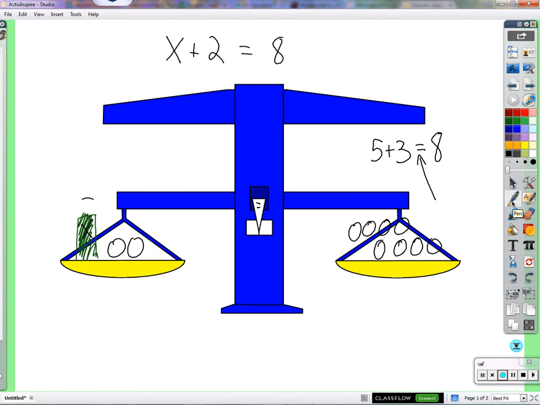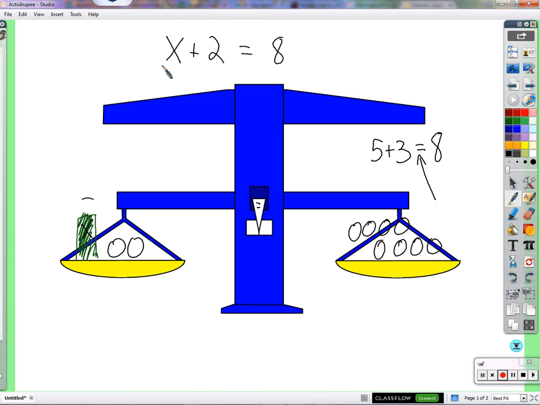Okay, so now let's do to this equation what we did to the center scales. How would we get this x to be by itself? What's that? How do I get the x to be alone on one side by itself, just like Colby made this be by itself on one side? 8 minus 2.